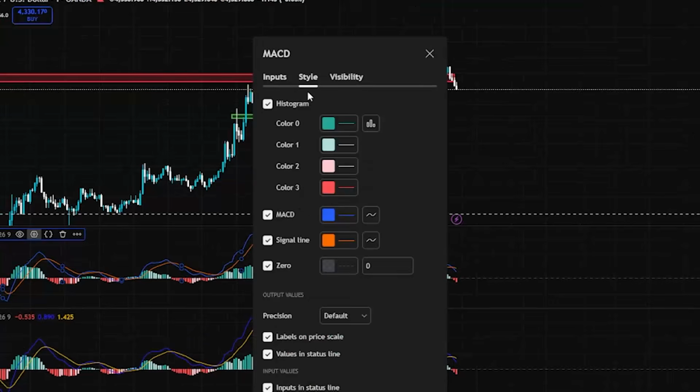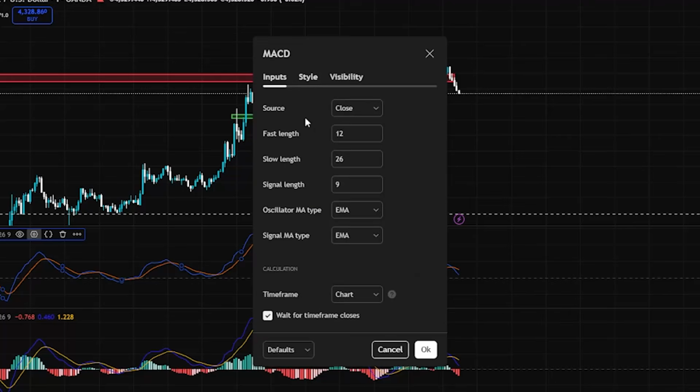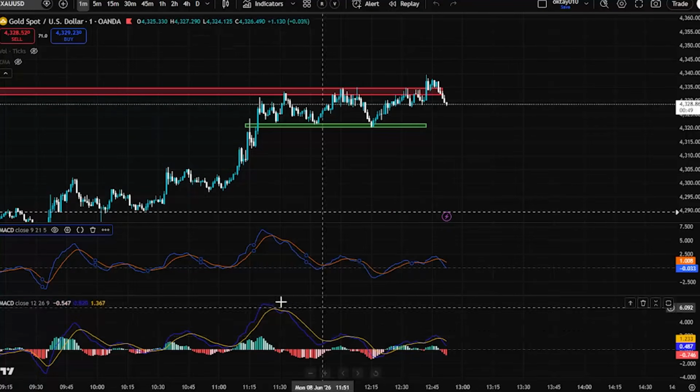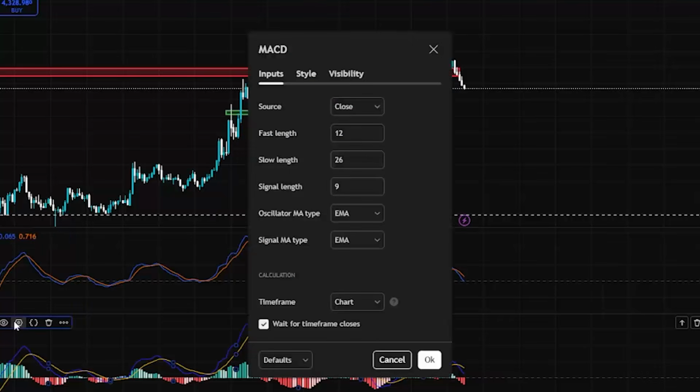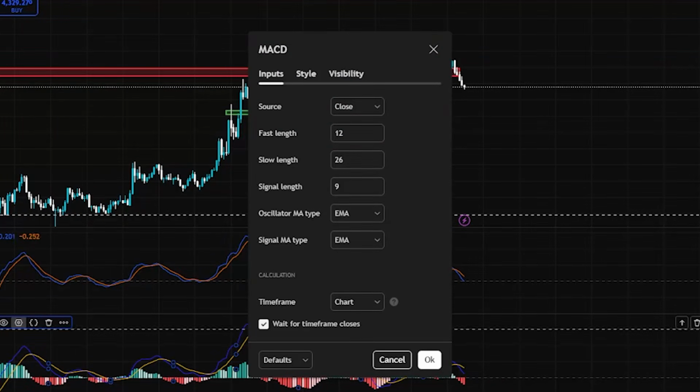First MACD. First, go to the style section and uncheck the histogram so that only the main lines remain. Then, go to the input section and set the values as follows. Fast length equals 9, slow length equals 21, signal length equals 5. This will make the first MACD accurate and fast for scalping.